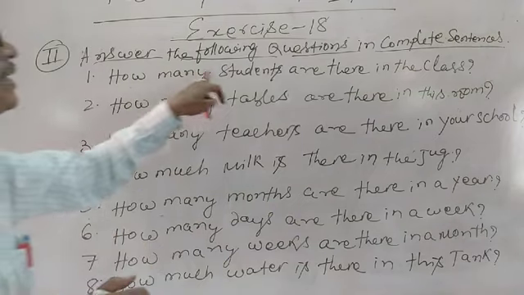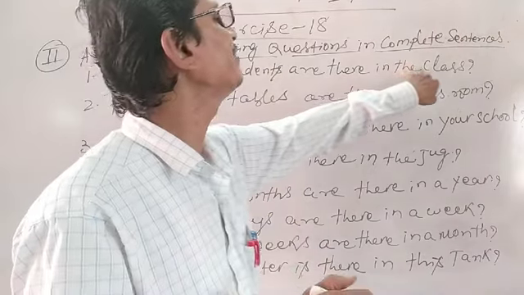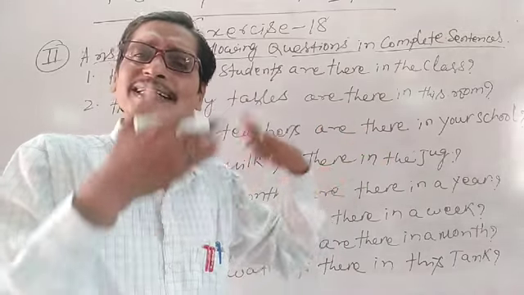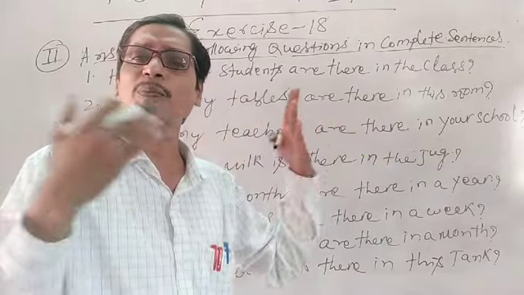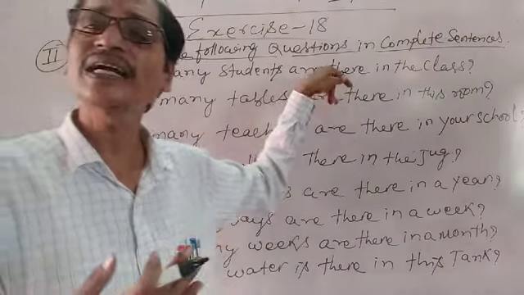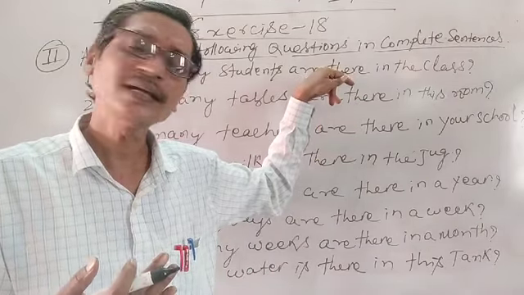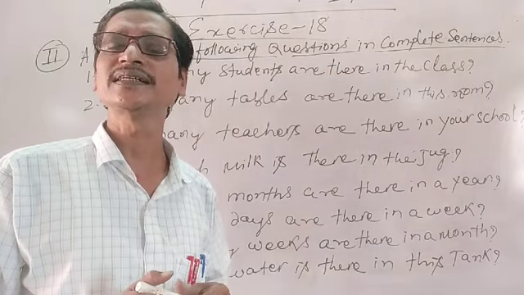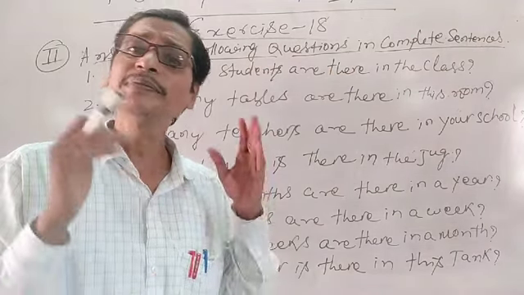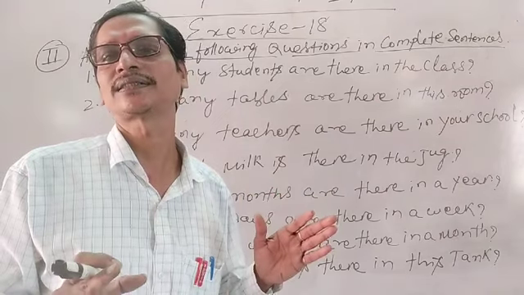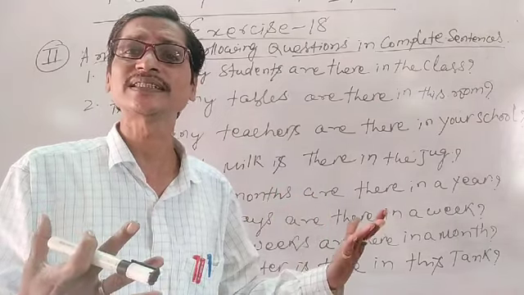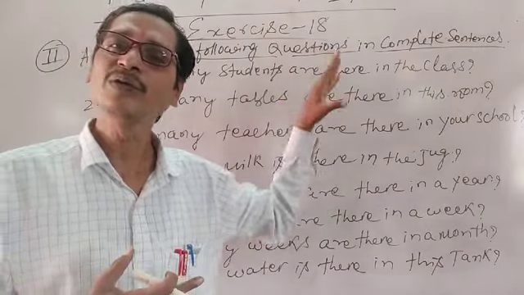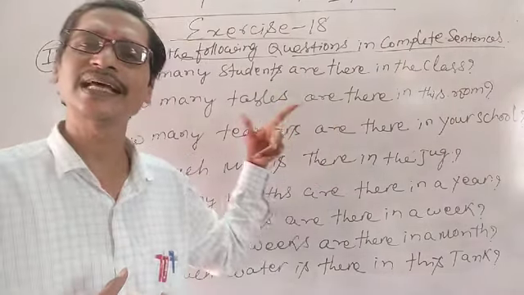How many students are there in the class? Many students means it is talking about a plural subject, and it is talking about the present time. So we can say there are 100 students in our class. There are 50 students in our class. There are 35 students in our class. Understand? In the present time and plural subject, therefore we have used there are.